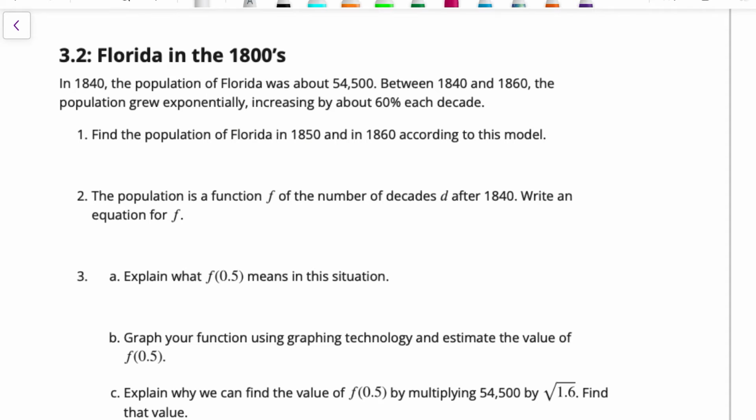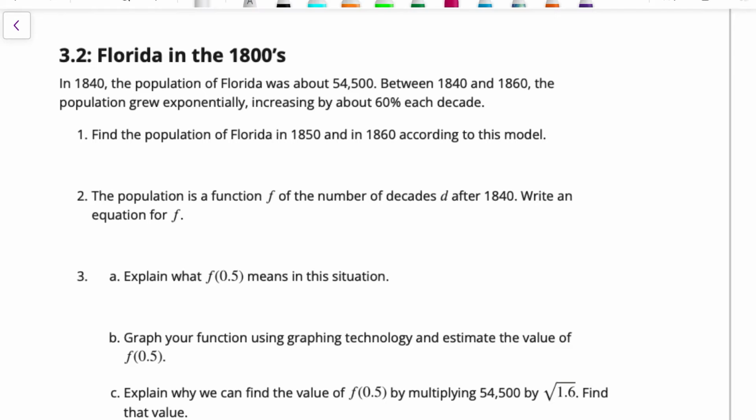3.2, Florida in the 1800s. In 1840, the population of Florida was about 54,500. Between 1840 and 1860, the population grew exponentially, increasing by about 60% each decade. Find the population of Florida in 1850 and in 1860 according to this model.